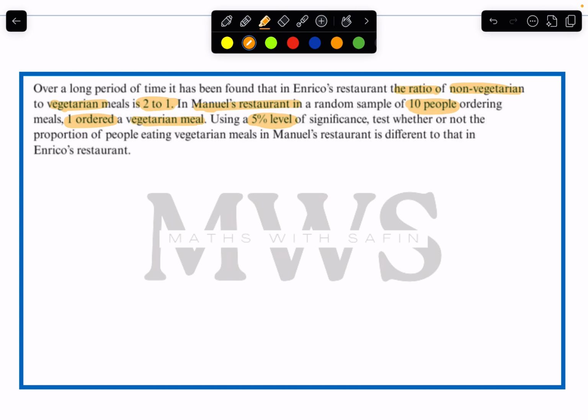So now what we need to do is create our hypotheses. X is binomially distributed with n being 10 people, and p, because I don't know what p is at the moment. So the null hypothesis is that p is equal to 1/3. Why do we come up with 1/3? The ratio is 2 to 1, so you add up the values, and we're focusing on the vegetarian, so it'll be 1 out of 3 people.